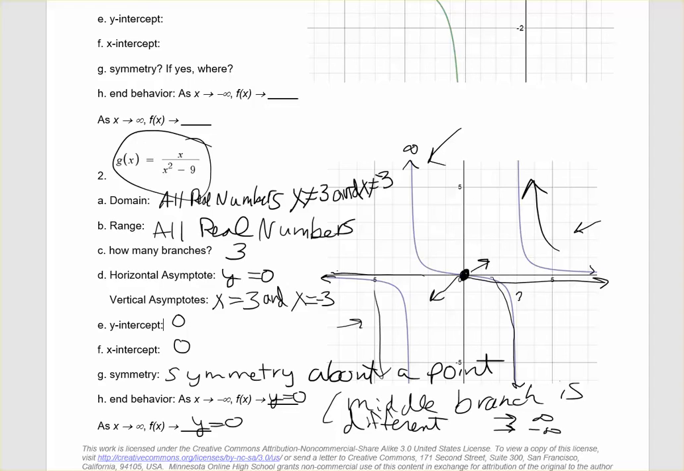Alright, that's enough for rational functions. You do have a couple more problems to do. Let me know if you have any questions.